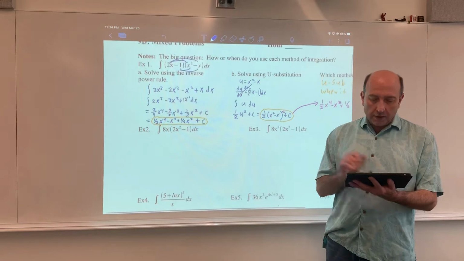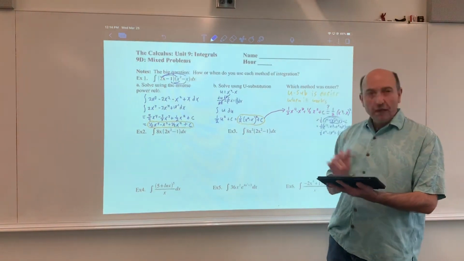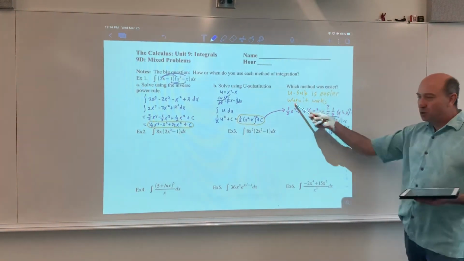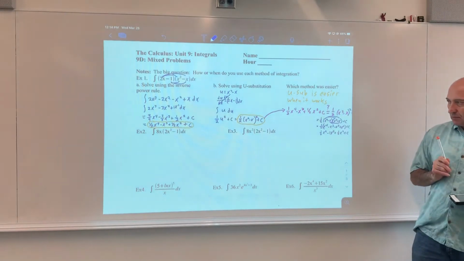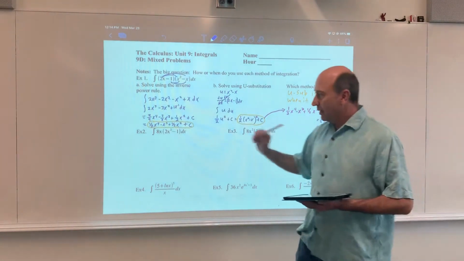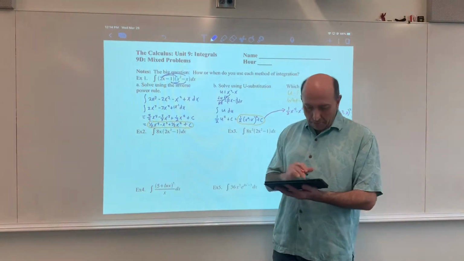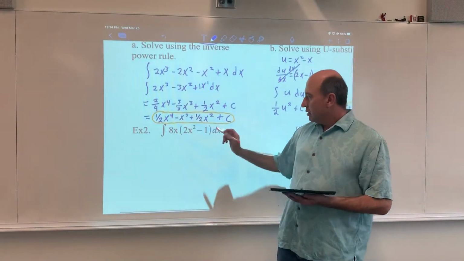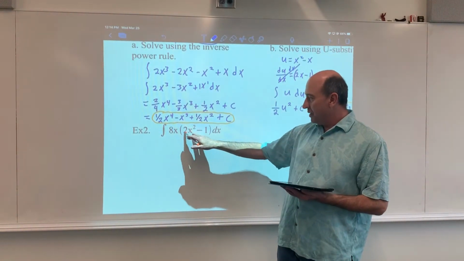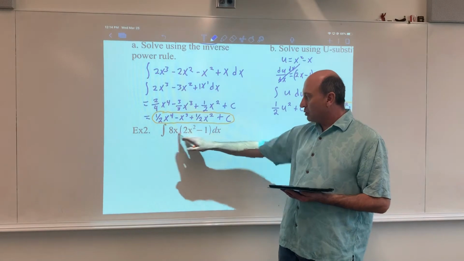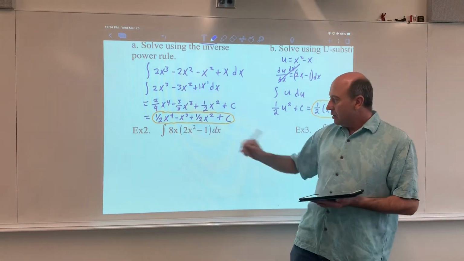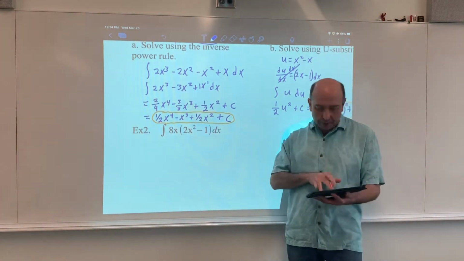All right. Where was I? I was arguing that U substitution is easier when it works. All right, let's try this bad boy. So, the derivative of 2x squared is 4x. Ooh, that's pretty much the same as 8x. So U sub will work on this problem.